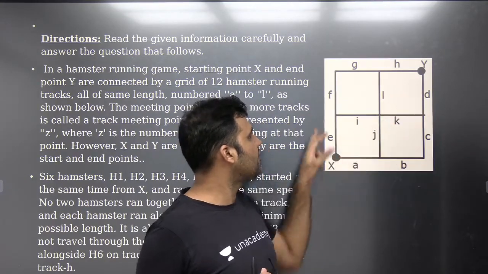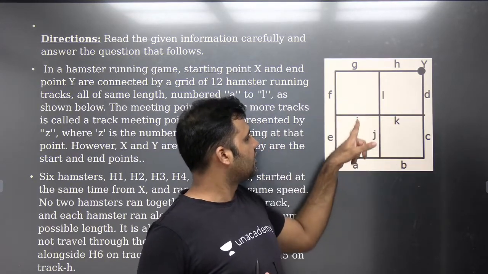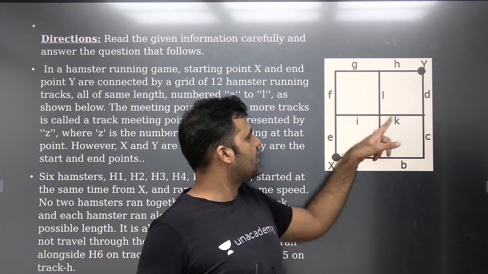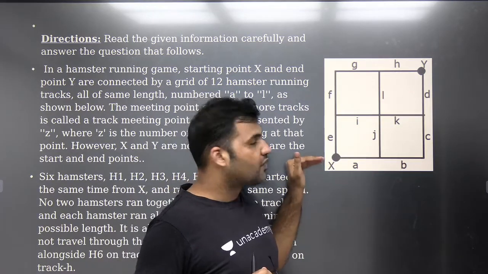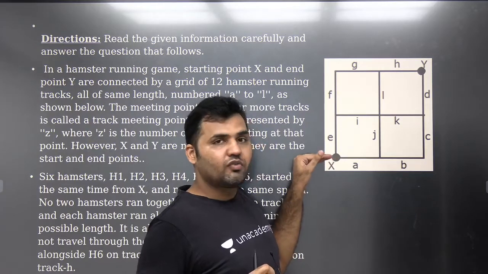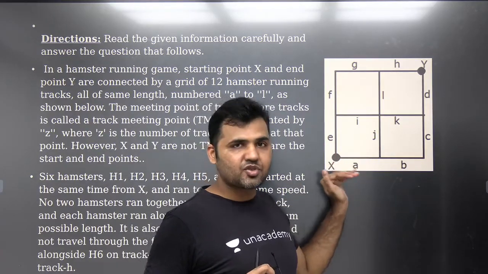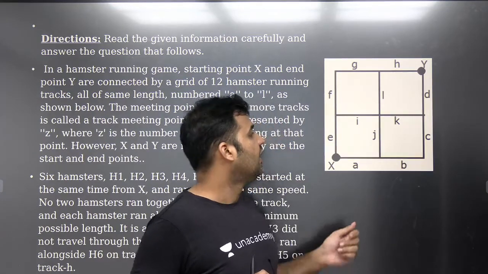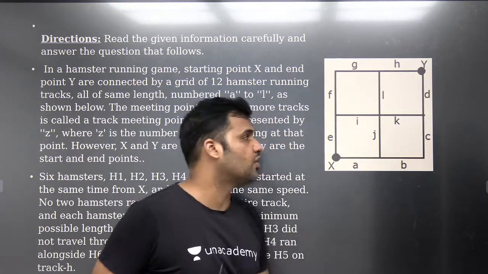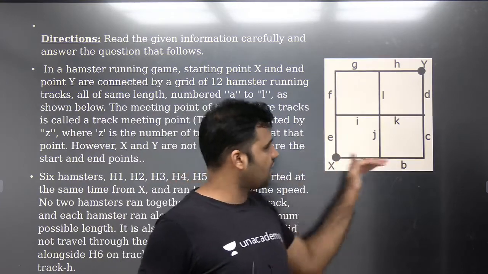4 on this side and 4 on this side. And I, J, K, L, 4 in the middle, right? So there are 12 grid lines on which the hamster will be running. So these are called a hamster running track. A is a hamster running track. B is a hamster running track. Or C is a hamster running track. So hamsters will be running on these tracks.